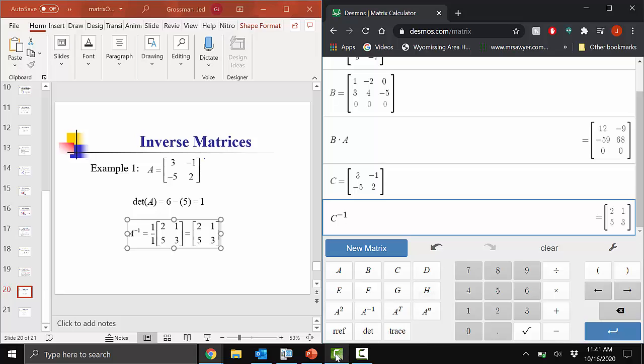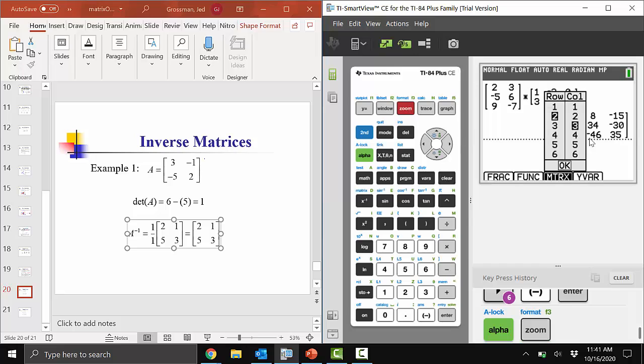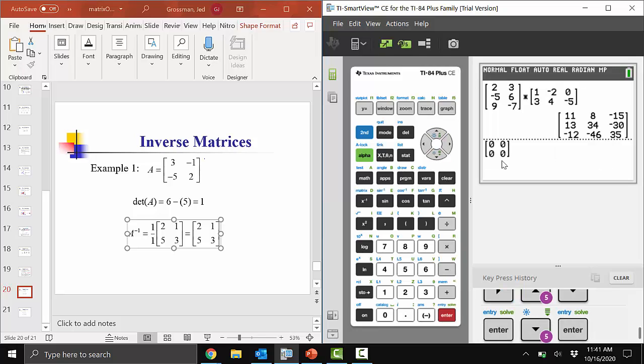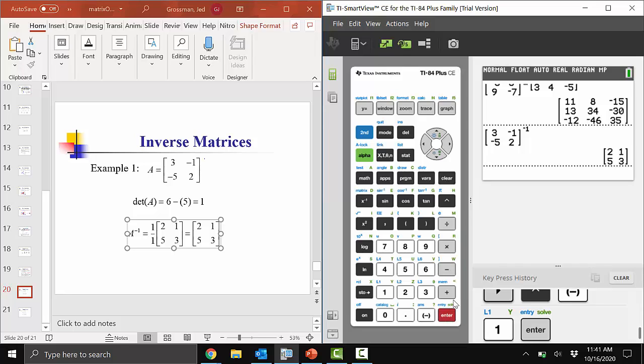And again, let's do the TI-84 as well. So I go alpha zoom to bring up my matrix dimensions, and you make it a 2 by 2. Remember, can't calculate inverses of non-square matrices. So I'm going to type this all in. 3, -1, -5, and 2. So once I'm done, I'm going to hit right again and get outside of there, and then I'm going to raise it to the -1 power and press enter. Notice it does it all for you.